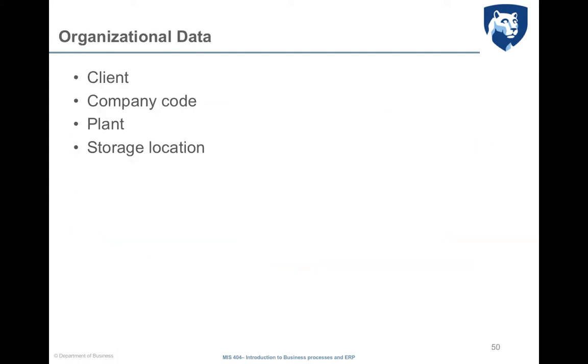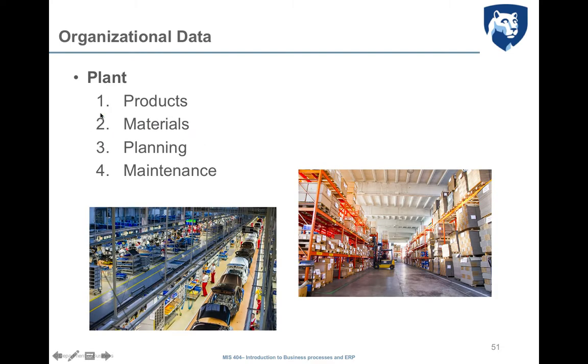The organizational data that are relevant for managing production activities have almost all already been discussed in the previous models. So they are client, company code, plant, and storage location. However, the data which are typical of the production processes are, of course, the plant and the storage location. So let's review very briefly this concept, even if we have already seen it in previous models, for procurement and fulfillment. Let's start with the plant.